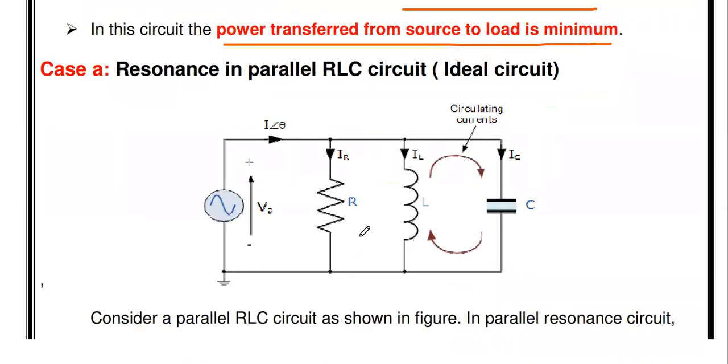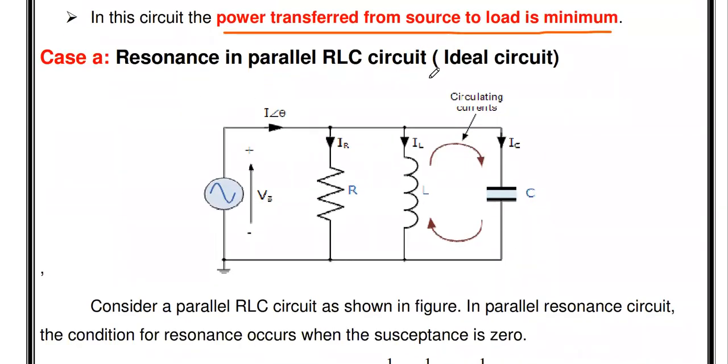Here we are going to discuss the three parallel RLC circuits. For these three parallel RLC circuits, we are going to derive the resonant frequency, impedance, as well as the current flowing through the RLC circuit in resonance condition. First, this is case one. This is the ideal parallel RLC circuit. This is the ideal parallel RLC resonance circuit.